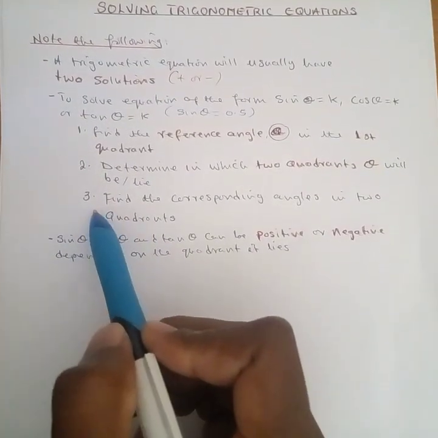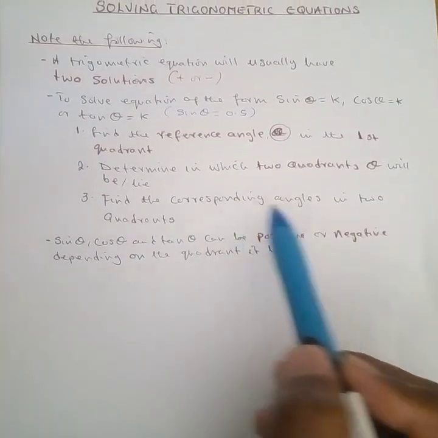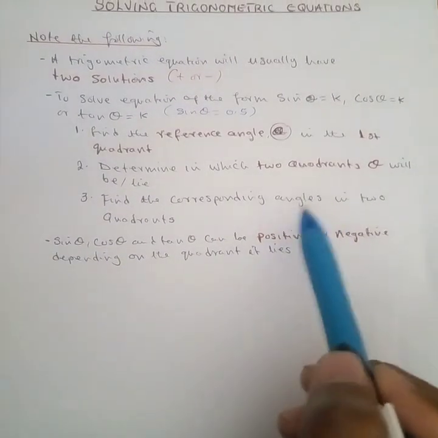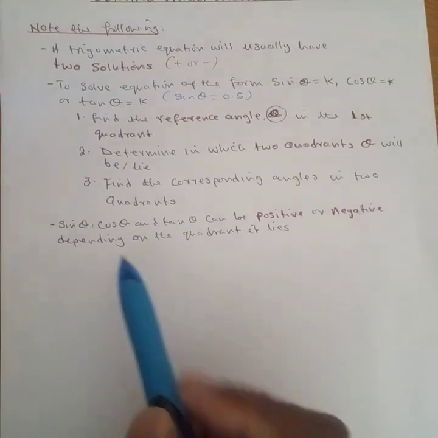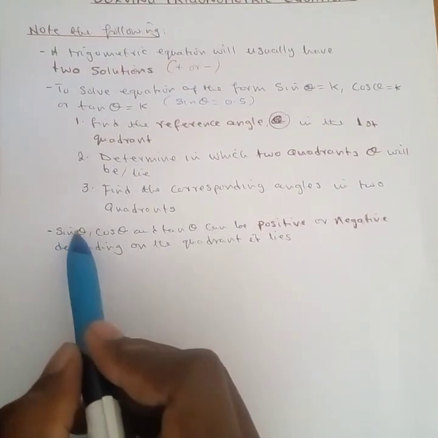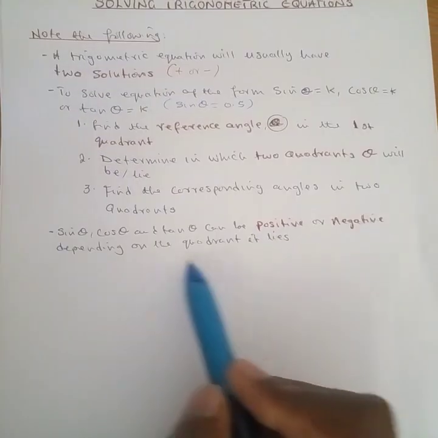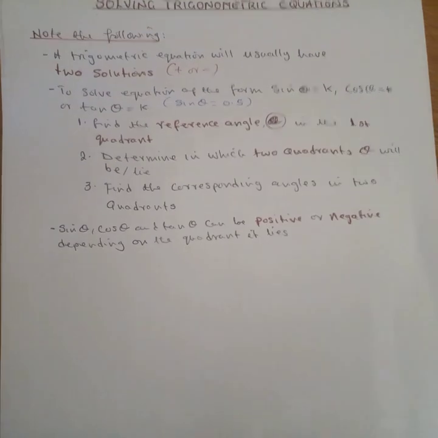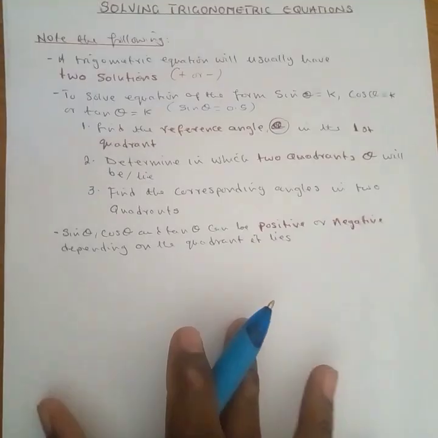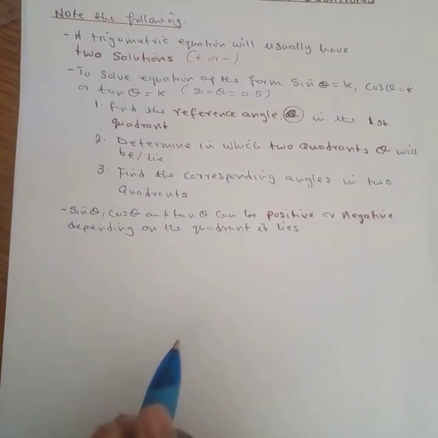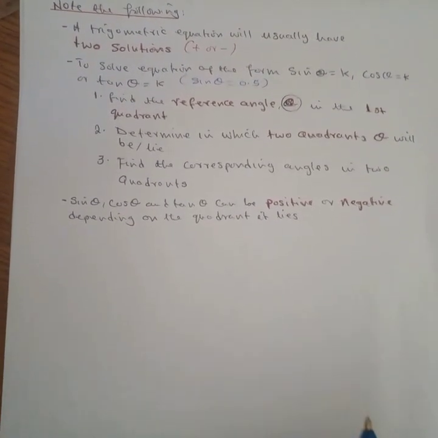The third step is to find the corresponding angles in the two quadrants. In the quadrants where theta will lie, you need to find the two angles, and that will be your answer. One thing you should always remember is that sine theta, cos theta, and tan theta can be positive or negative, depending on the quadrant it lies in. Remember, we looked at the CAST diagram, which helped us understand where the positive and the negative are.